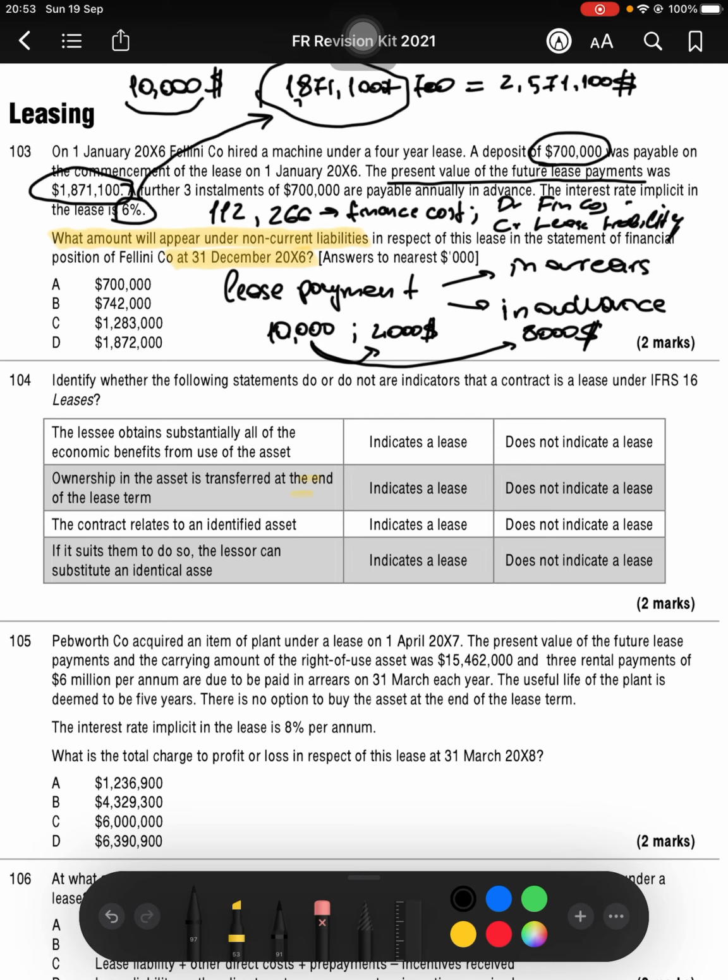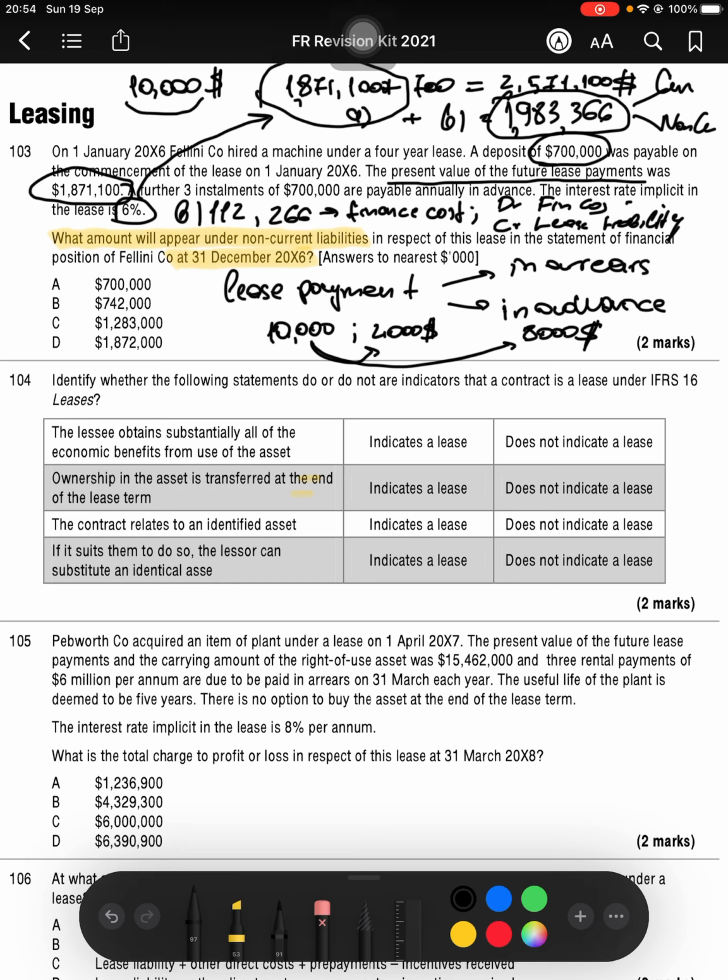So for the year ended 31st December 2006, our total liabilities will be this plus this, which is 1,871,100 multiplied by 1.06. This gives us 1,983,366. This gives us the total lease liability of 1,983,366. Okay, and this amount should also be split between the current and non-current liabilities.